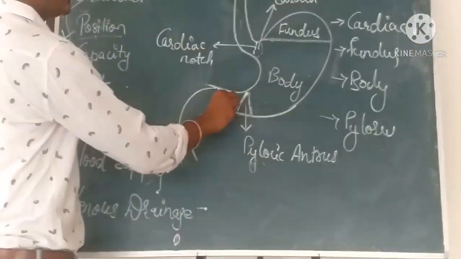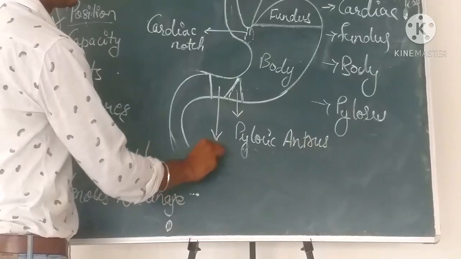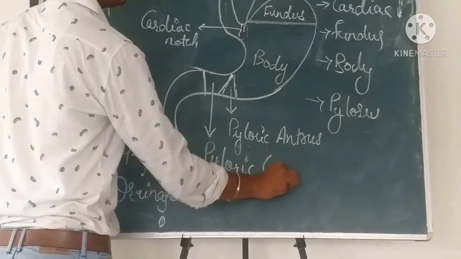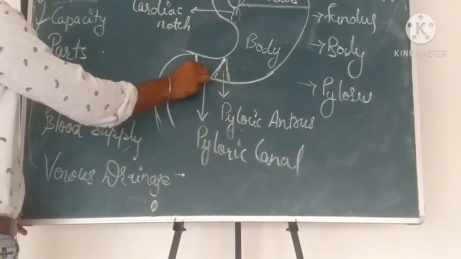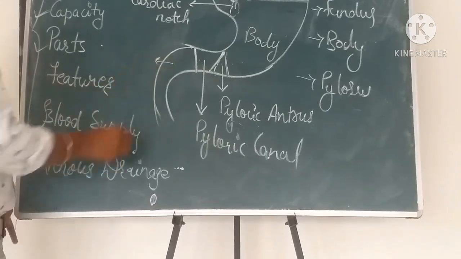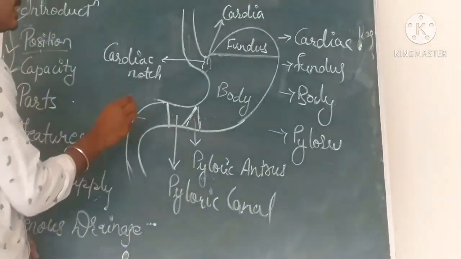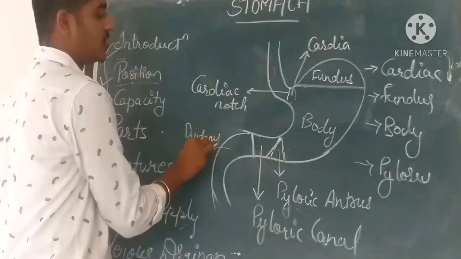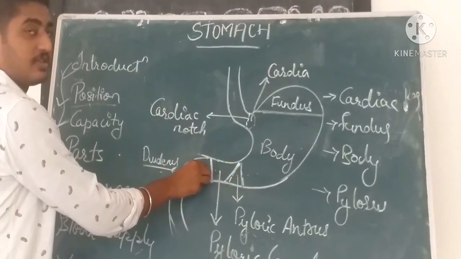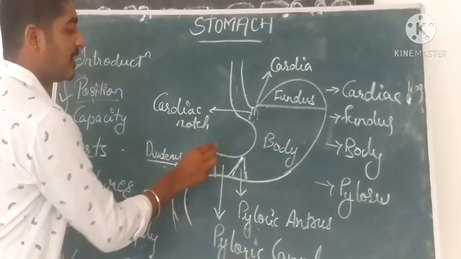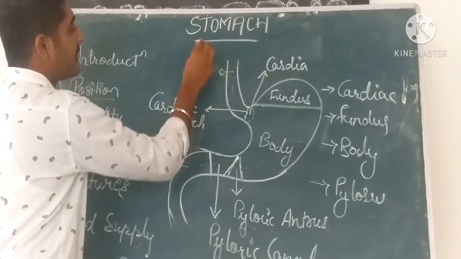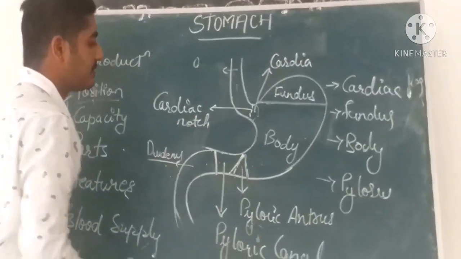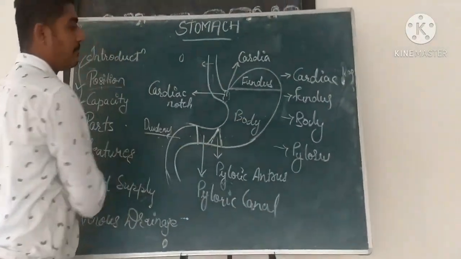Okay. This second region is called the pyloric canal. And soon after the pyloric canal, this particular portion is the first part of the small intestine, which is called the duodenum. The duodenum gives the attachment to the end part of the stomach, and the esophagus gives the attachment to the starting of the stomach. Okay, so this is all about the parts of the stomach.